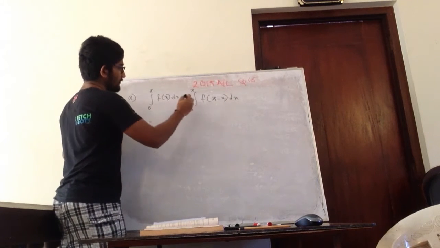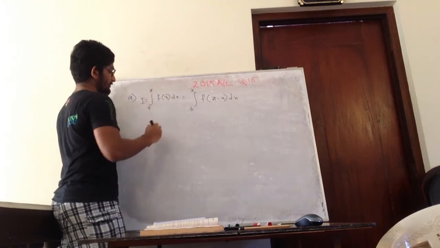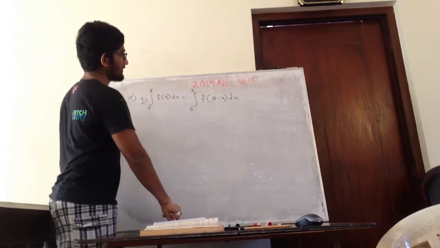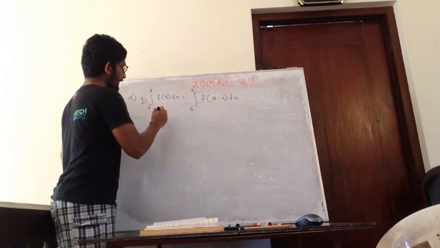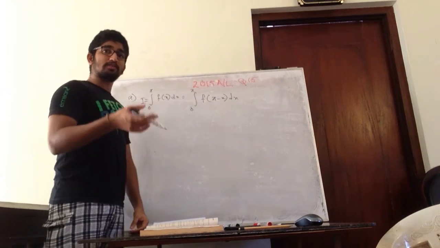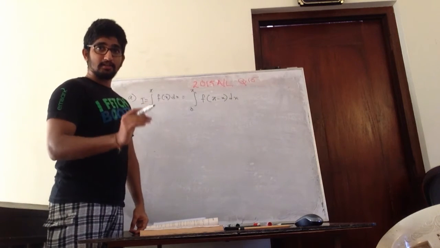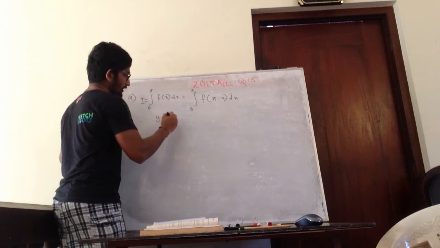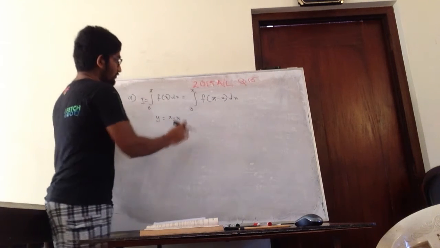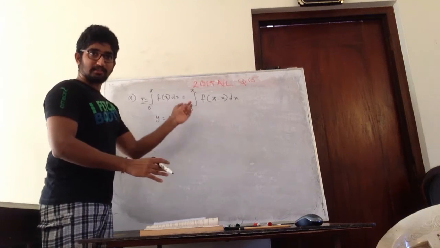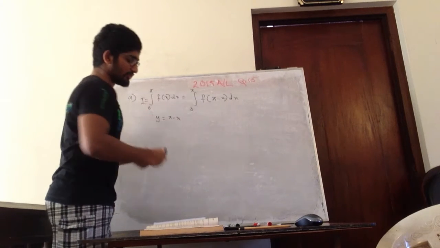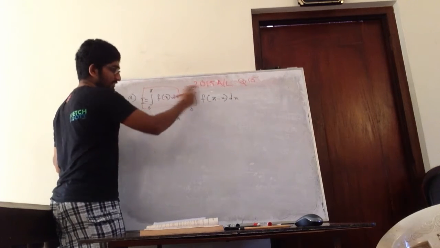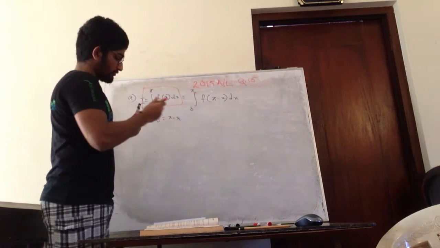So let's see. What I'm going to do is name this as I. Then I'm going to put a substitution. The substitution that I'm going to use is y equals 5 minus x. Now this is not a statement. This is something that we have to prove. So the statement ends here. This is something that we have to prove.